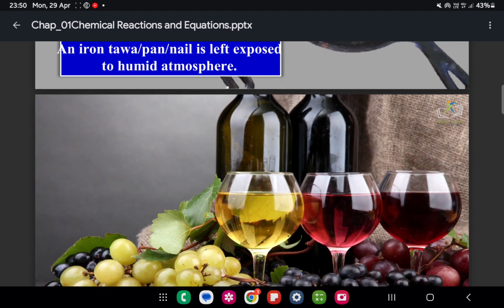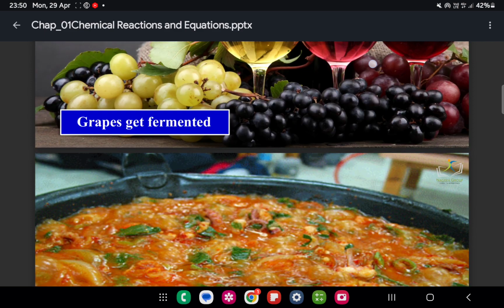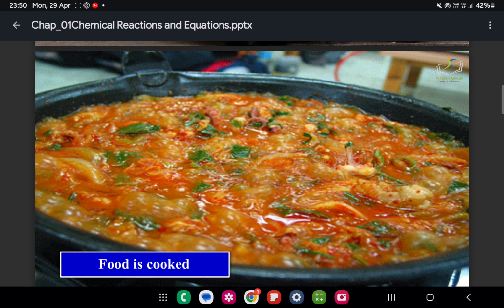Next we are moving to grapes getting fermented. Here the grapes will dry and change their shape also. They will be fully dried, the water content evaporates, and all that we will see here. This is one of the examples. And when food is cooked, it begins as raw material, and after it is heated a little bit, it will dry.